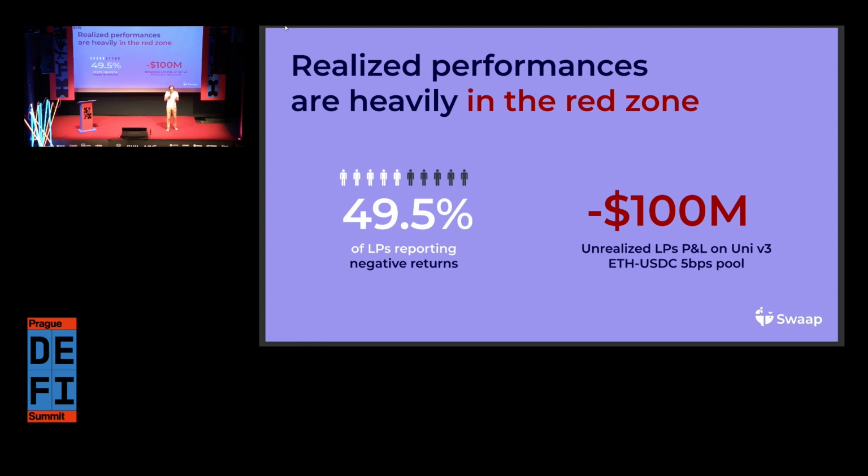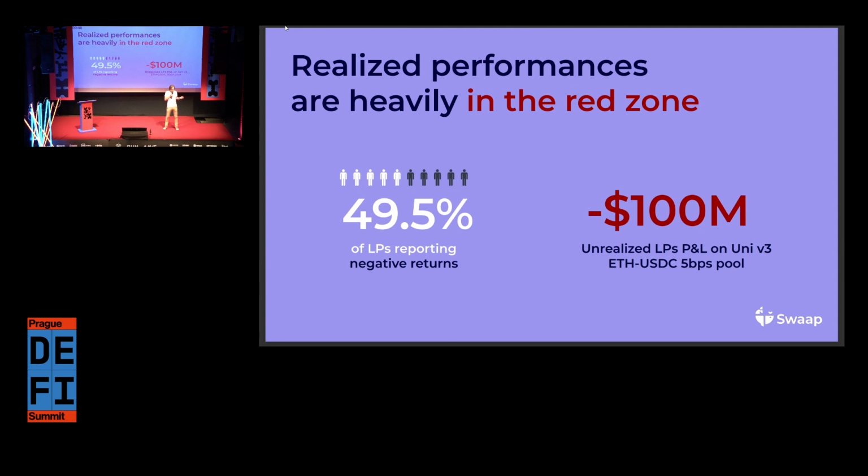Well, another study made by Scimitar Capital, which was actually later confirmed indirectly by the Uniswap team, showed that LPs in UniV3 had a negative unrealized P&L of 100 million. That's only on the ETH USDC 5 basis point pool, but I think this basically shows a trend that overall LPs on Uniswap v3 are probably losing money.